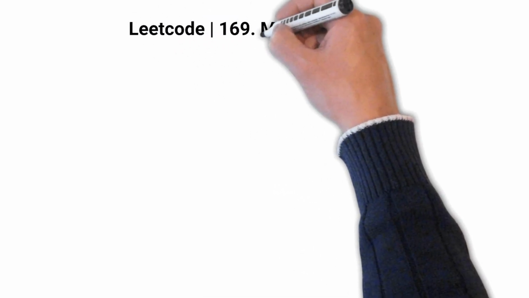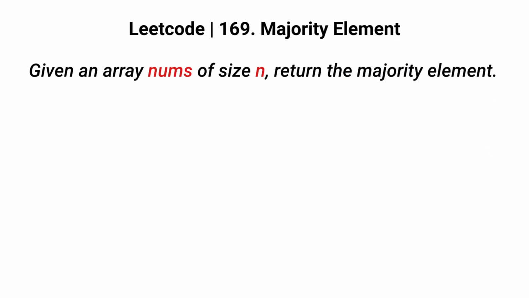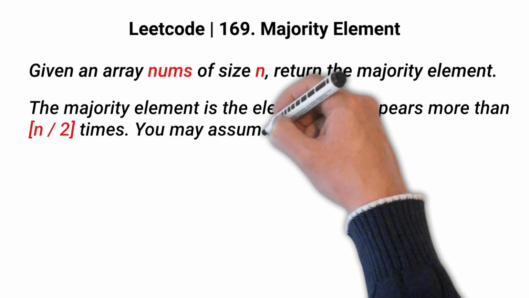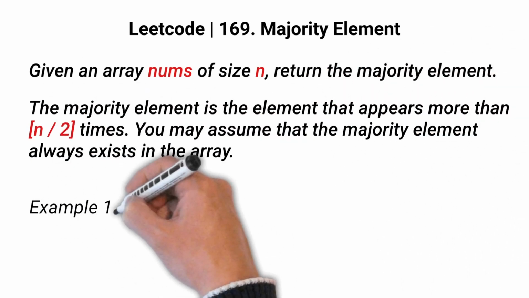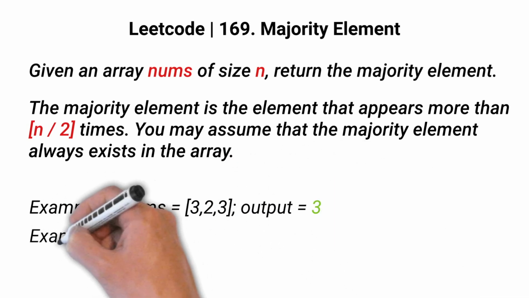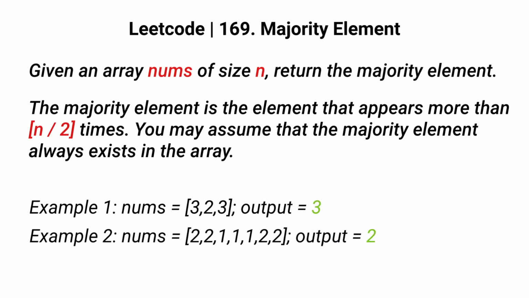Today we're looking at LeetCode question 169, majority element. Given an array nums of size n, return the majority element. The majority element is the element that appears more than n over 2 times. You may assume that the majority element always exists in the array. Example 1, nums equals 3, 2, 3, the output equals 3. Example 2, nums equals 2, 2, 1, 1, 1, 2, 2, the output equals 2.